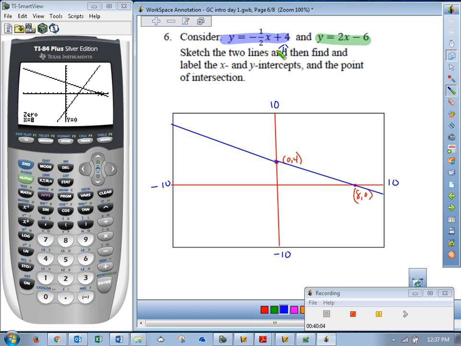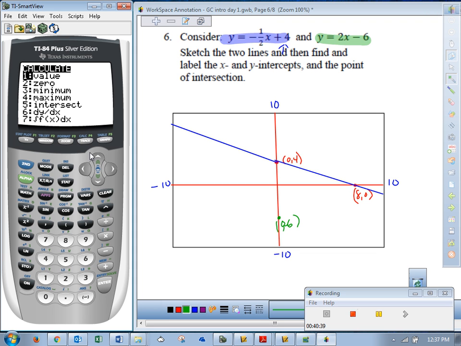Do you know what the y-intercept is of that second line? Excuse me, I'm so backwards today. It's -6. So plot that point. And I want to find the x-intercept of that line. So 0, -6. Make sure you plot that right. Don't write it down backwards as -6, 0. To find the x-intercept of this line, same concept, second calculate. And you want which option again? Zero. We want the zero.